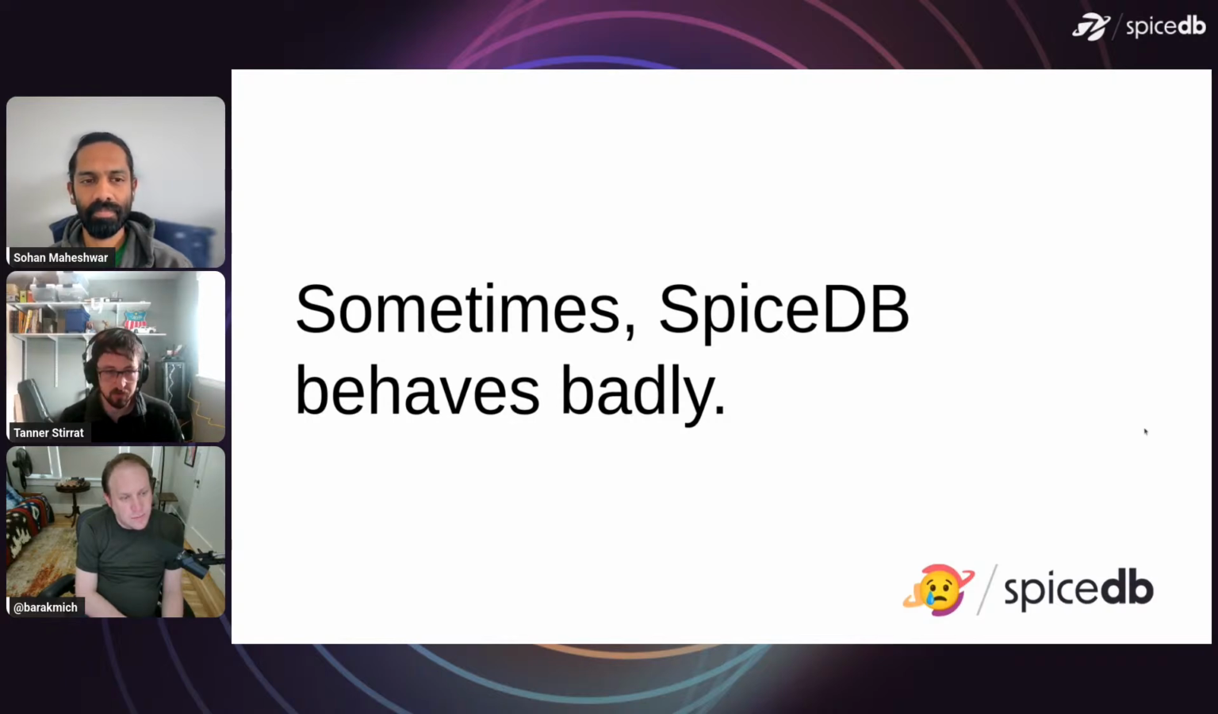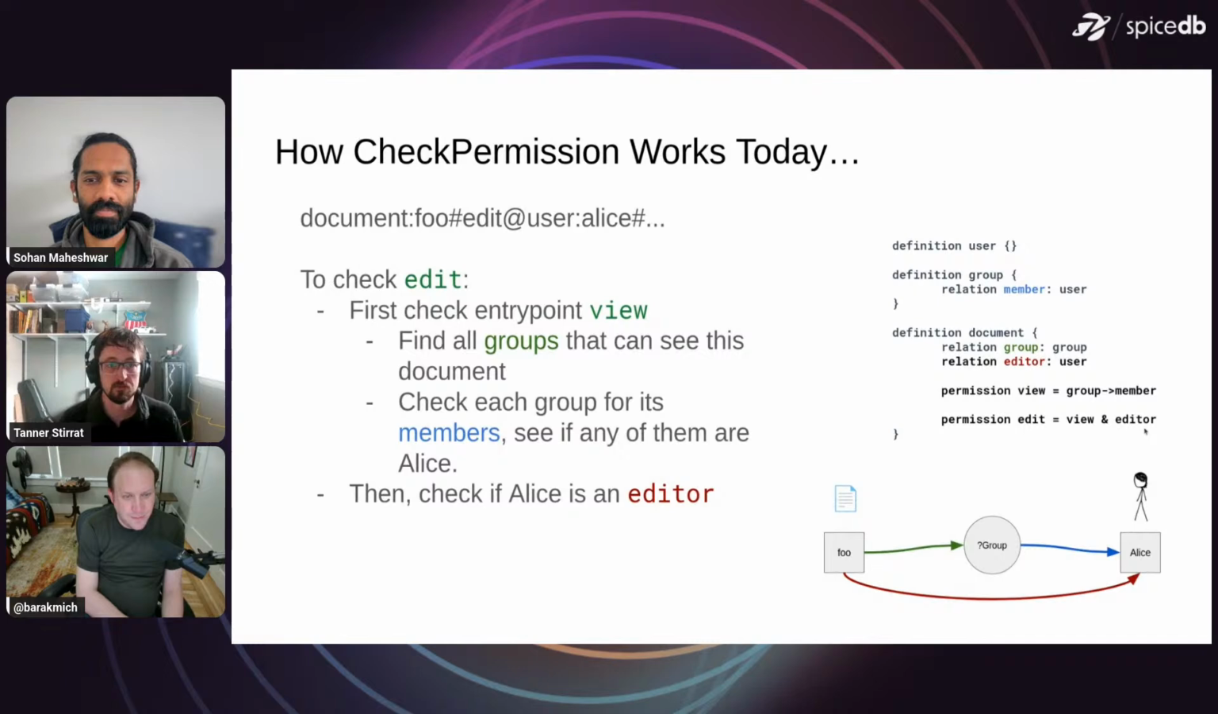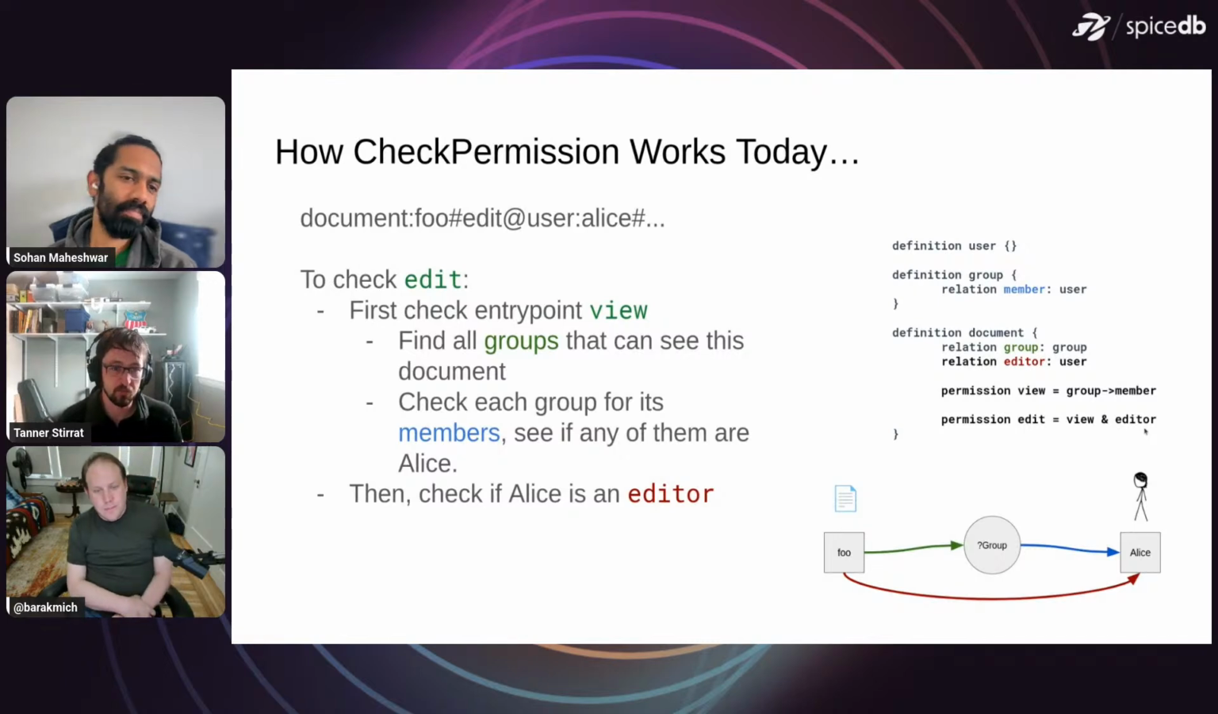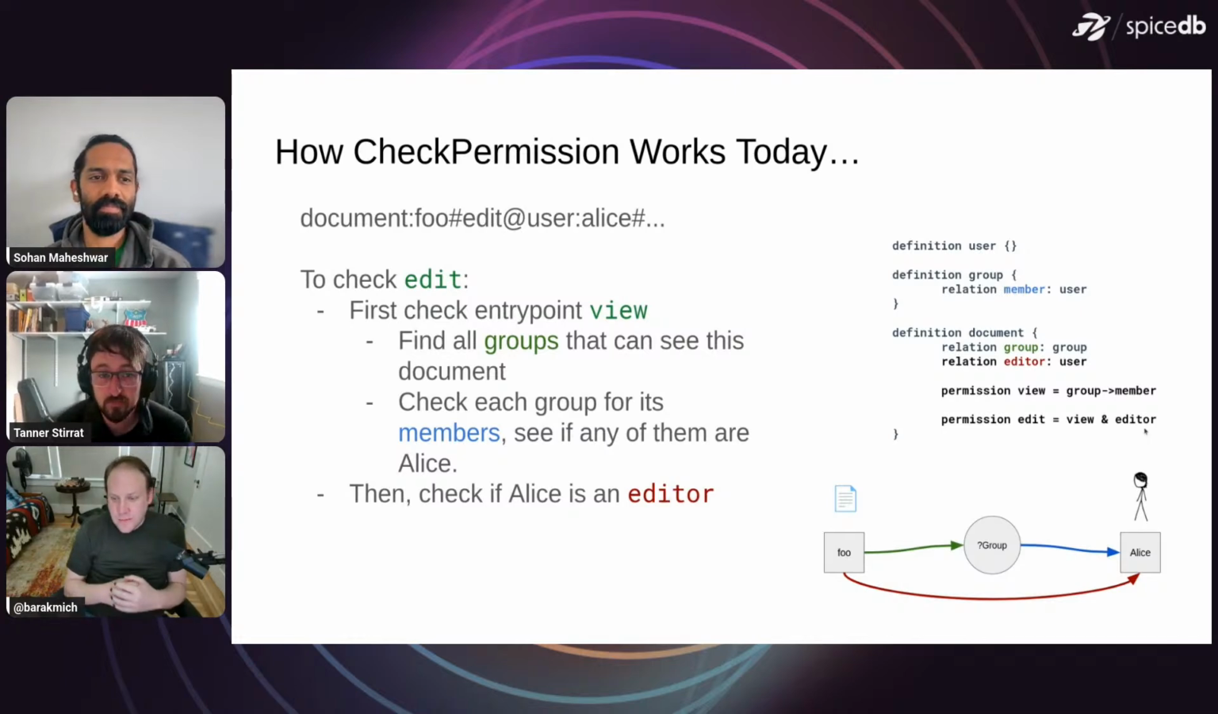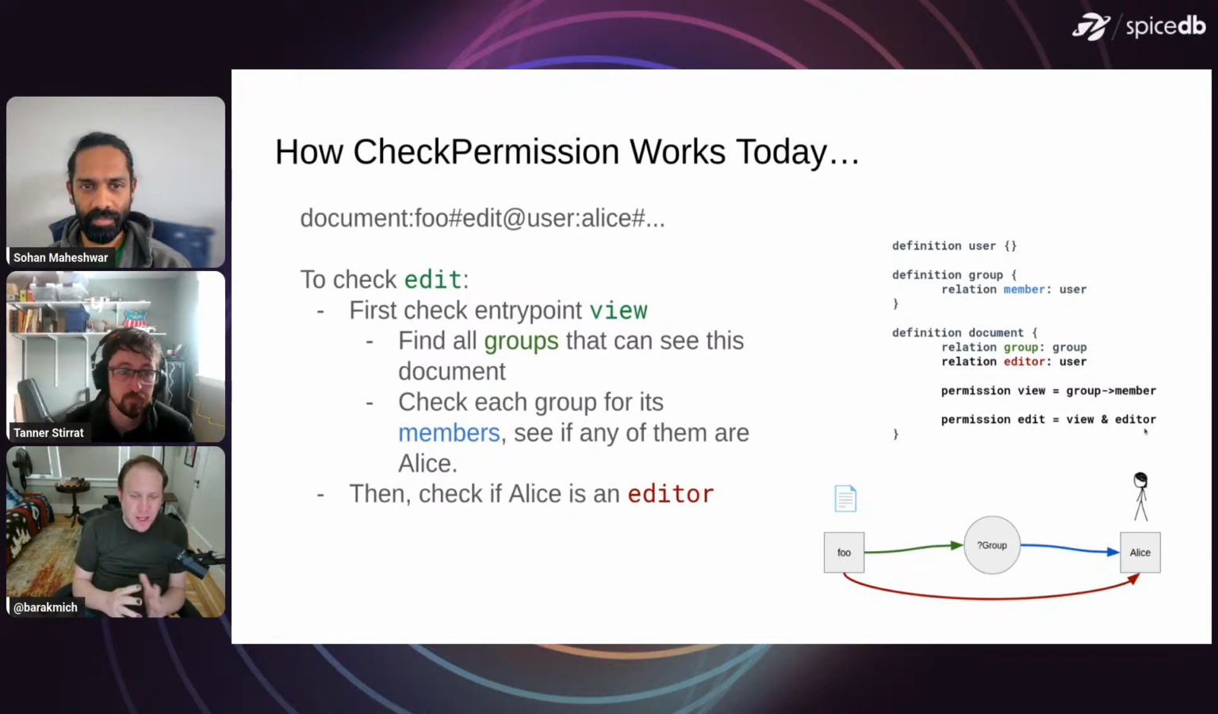And I'll hand it over to Barak to talk about how check permission works today, and then how we would construct a query plan that would do things better. Yeah. So let's start with a very simple schema here, where we've got documents. Documents have direct editors, so you have been given exclusive edit access. But otherwise, it's viewable to a group. And the only way an editor could be possible for this is being part of that group.